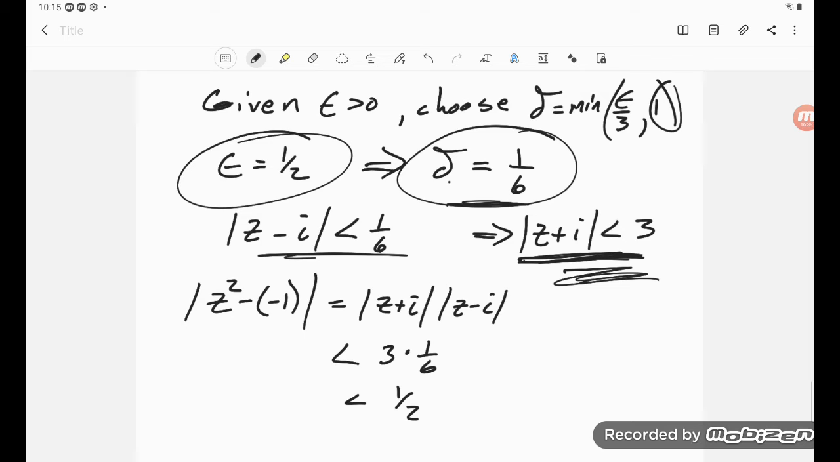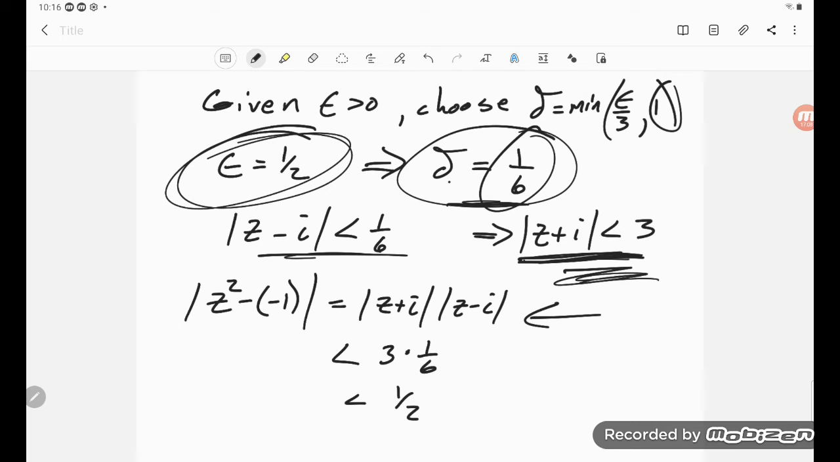And if it was 1/4, then same sort of thing. I would use delta equal 1/12 if epsilon was 1/4. And this would all still work. So that's the game. And it can be definitely tricky, playing this game and working with the algebra.